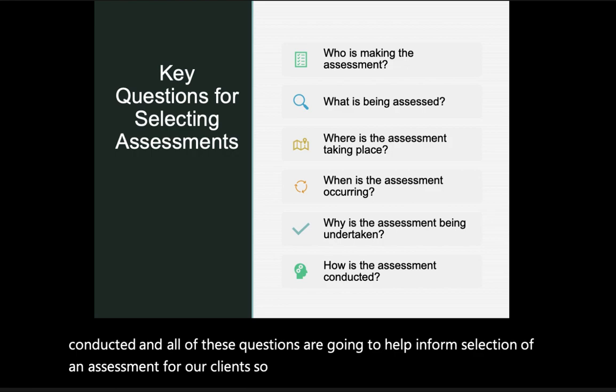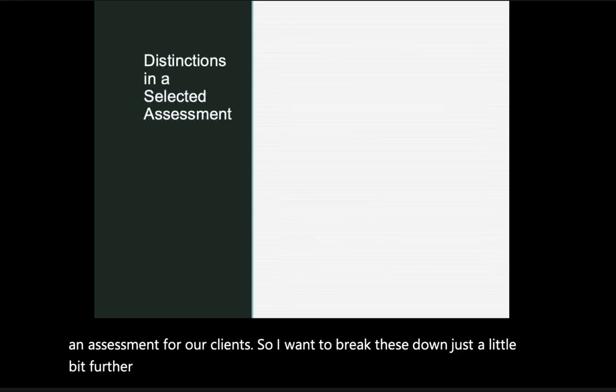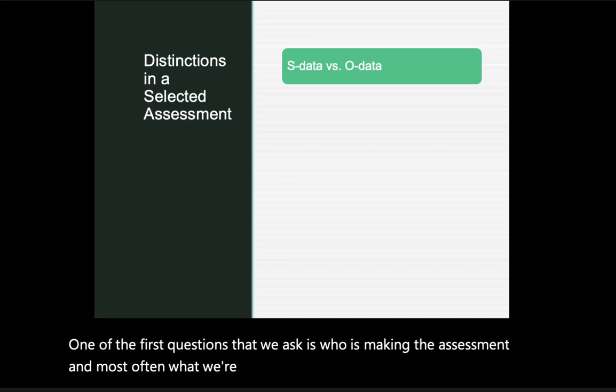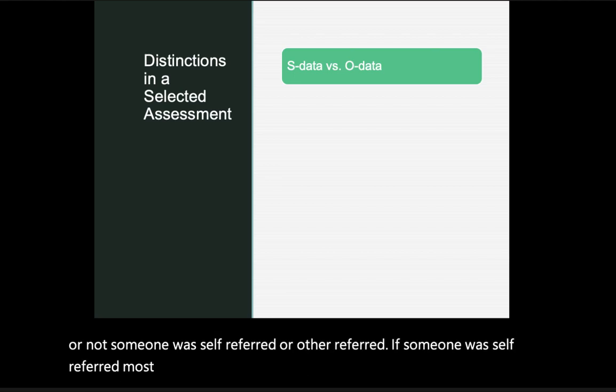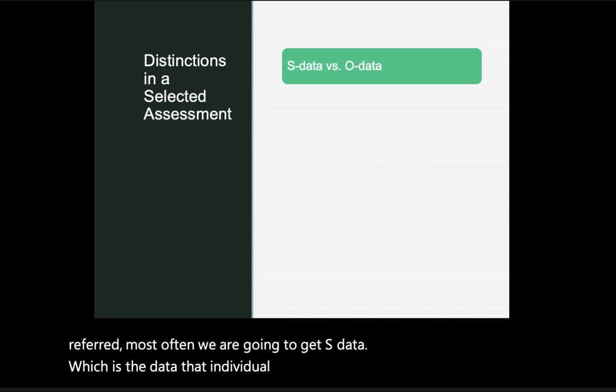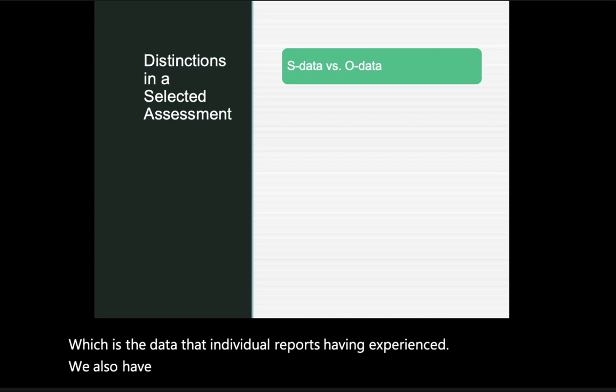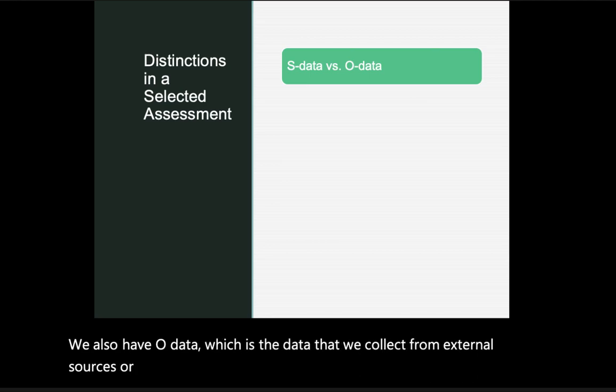So I want to break these down just a little bit further. One of the first questions that we ask is who is making the assessment? And most often what we're talking about is S data versus O data, whether or not someone was self-referred or other referred. If someone was self-referred, most often we are going to get S data, which is the data that that individual reports having experienced. We also have O data, which is the data that we collect from external sources or individuals in someone's life.